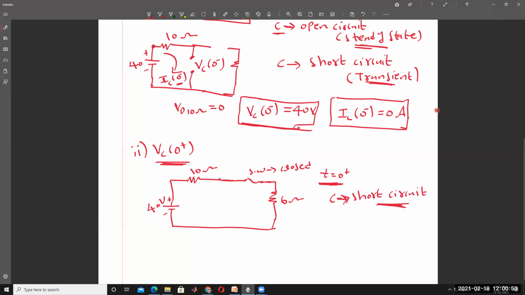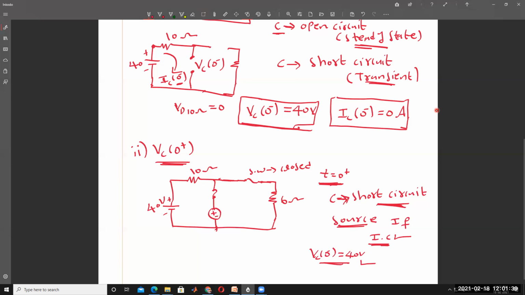If any voltages are present from the previous case, it acts as a source. Initial conditions are nothing but the voltage across the capacitor, VC of 0 minus, equal to 40 volts. Initial conditions exist, so it will be acting as a source. The capacitor is acting as a short circuit, but it is acting as a source.